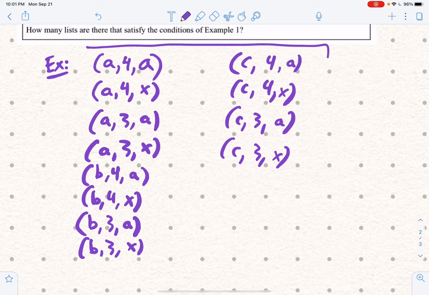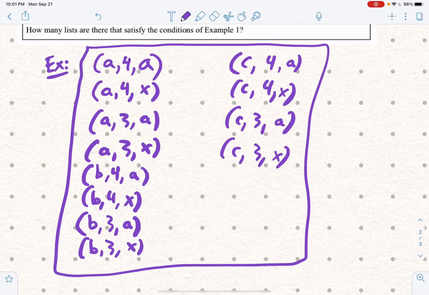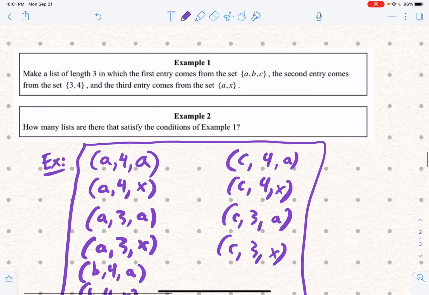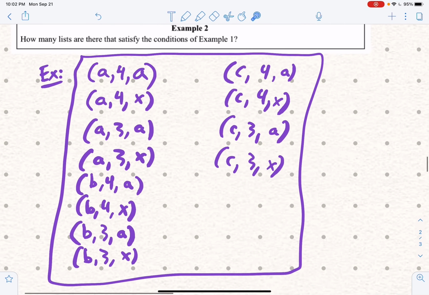So this is our collection. These are all lists that can be made using entries, first entry from this, second entry from that, third entry from this. Okay. Now, the question is, how many lists are there like this? It's worth going and checking that I've got them all. I'm pretty sure that I do, but please let me know if I don't. Okay, so we count them. 1, 2, 3, 4, 5, 6, 7, 8, 9, 10, 11, 12. There are 12. So how many lists are there? 12. That's the answer. And this leads us to a very important principle, which is as follows.